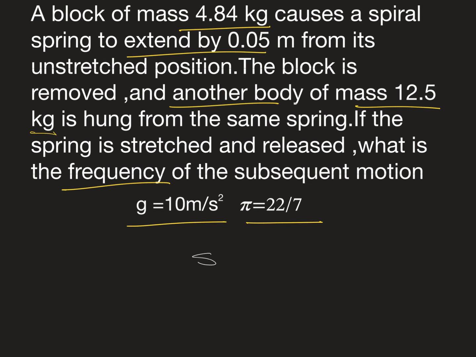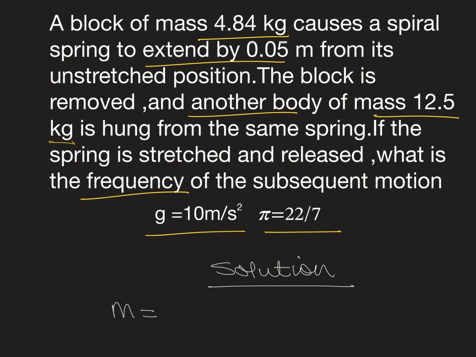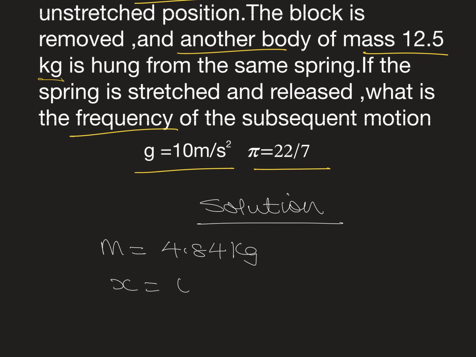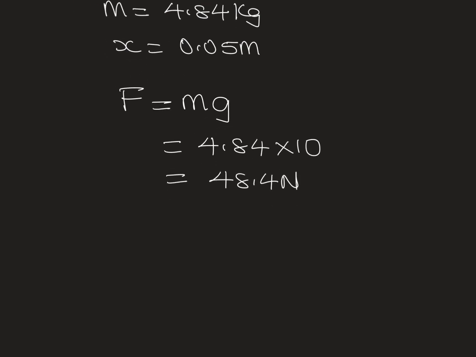Solution. The mass is 4.84 kilograms. That causes an extension of 0.05 meters. So with this first information, we can find the applied force, which is going to be mg. That is going to be 4.84 times 10. So that is 48.4 newtons.